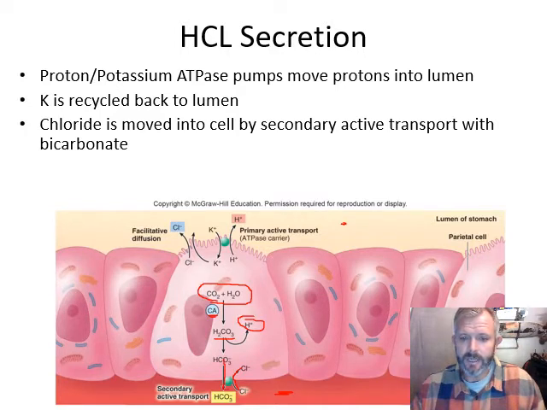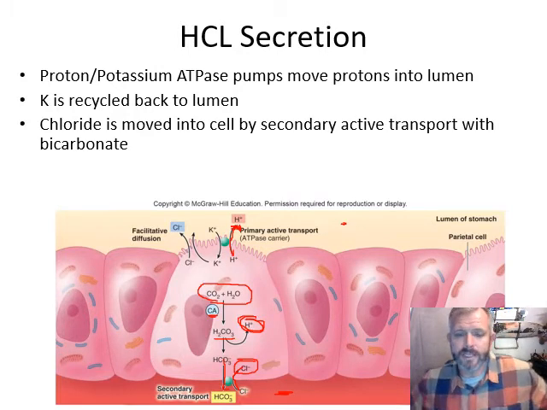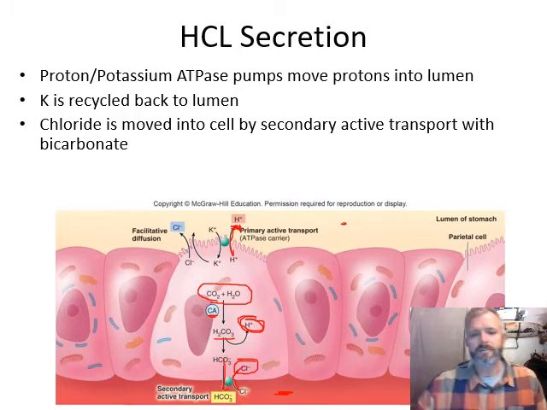All right, and so now in the cell, what do we have? We have our chloride and we have our proton. And if we have those we'll see the protons get pumped out through primary active transport. So we use ATP to pump out the proton, and because there's high chloride here, from bringing it in, we can do facilitated diffusion to move out the chloride. So we get our hydrochloric acid into the lumen.